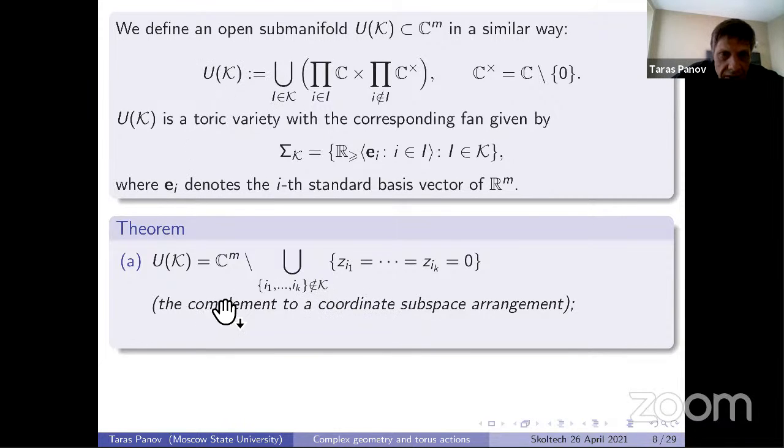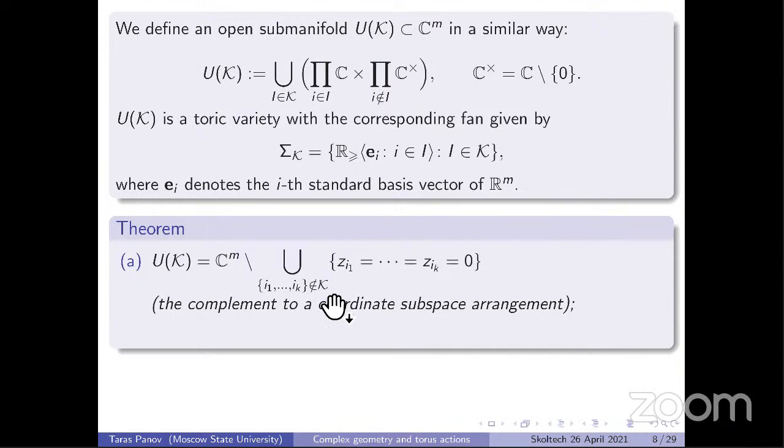So it's usually defined as a complement. You have to throw away some coordinate planes from the complex m-dimensional space. And basically, if you do simplicial toric varieties or toric orbifolds, then everything is determined. The combinatorics is determined by a simplicial complex, and you just throw away coordinate subspaces corresponding to non-simplices of K.